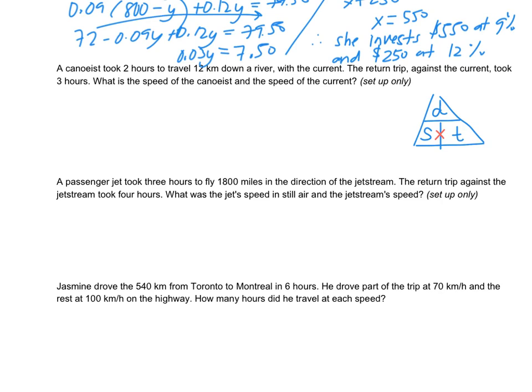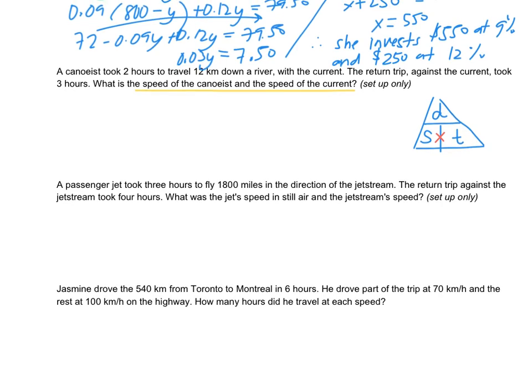So let's try an example out. A canoeist took 2 hours to travel 12 kilometers down a river with the current, so the current is speeding them up and pushing them forward. On the return trip against the current, it took 3 hours. So now the current's in their way, so it's slowing them down. What is the speed of the canoeist and the speed of the current in still water? So those are our questions. So those are our let statements.